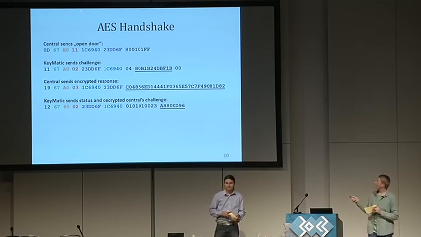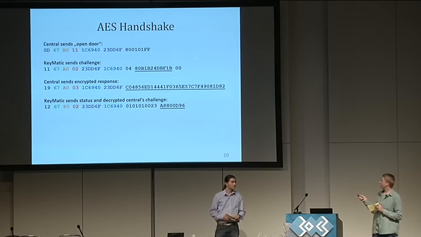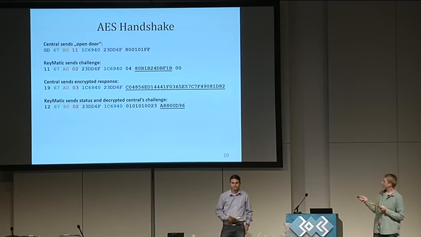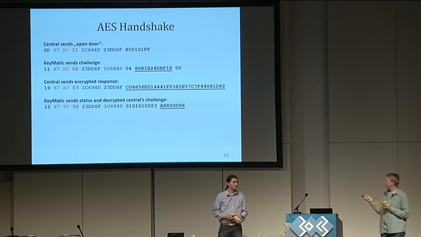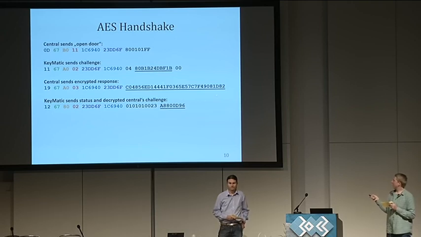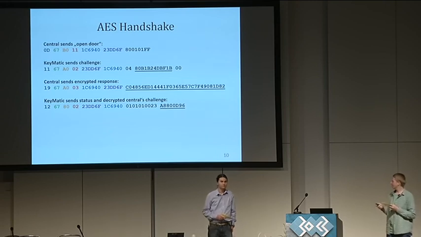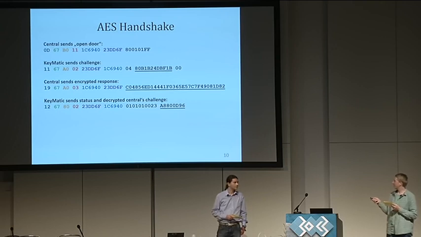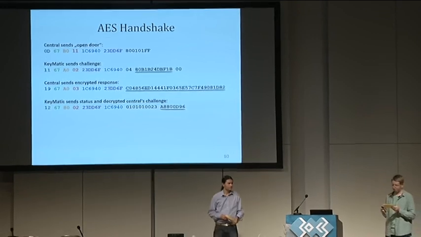For this authentication, an AES challenge response handshake is used, meaning, for example, the central sends the command open door to the Keymatic. This is the command. Then the Keymatic generates a random challenge, sends this challenge back to the central. The central encrypts this challenge with the AES key known by both devices, meaning encrypts this challenge with the known shared secret, and sends this encrypted message back to the Keymatic. The Keymatic decrypts the payload and then knows, okay, the central is my central and I'm allowed to unlock the door.